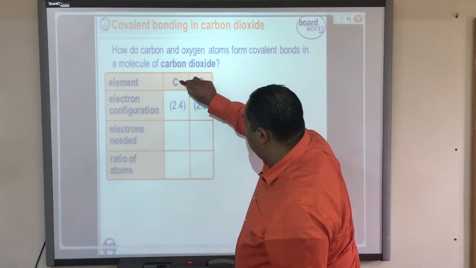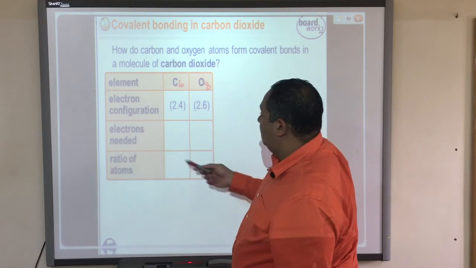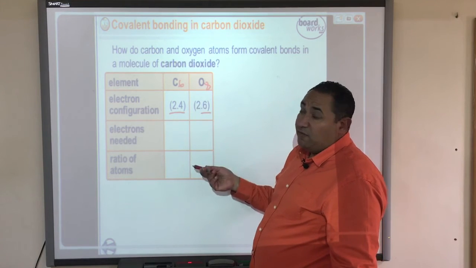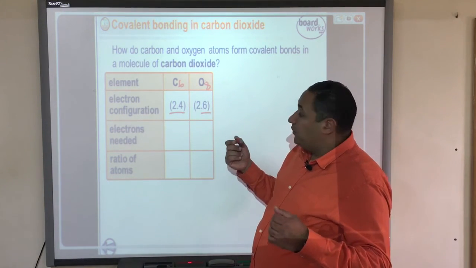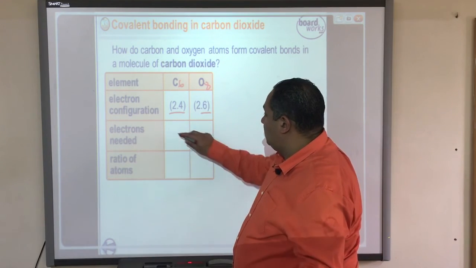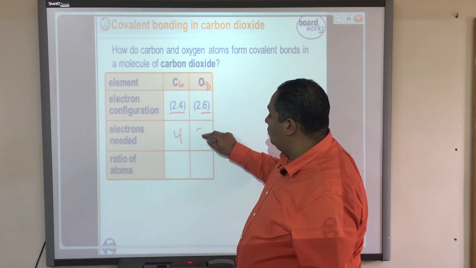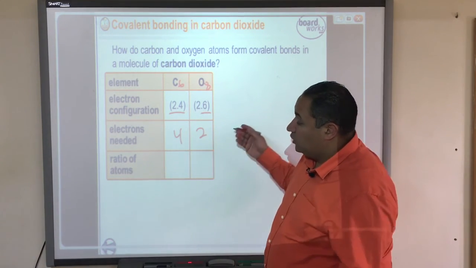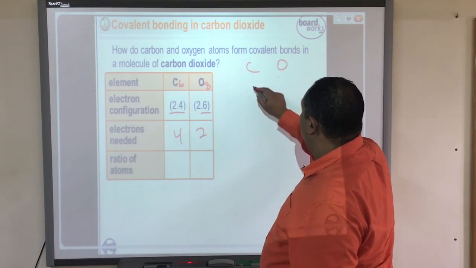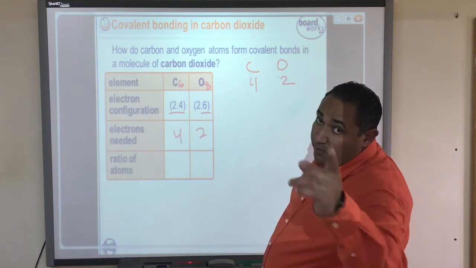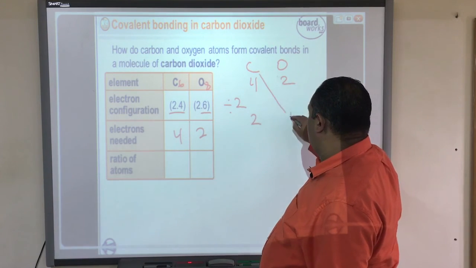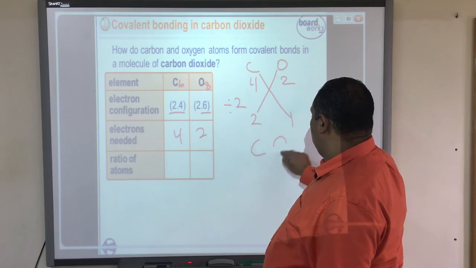Another example, carbon dioxide. Carbon is C6. Oxygen is 8. Electronic configuration 2, 4. For oxygen 2, 6. Now ask yourself, how many electrons does carbon need? Okay, very good. Now you want to reach 8, you need 4. Here, how many electrons do you need? 2, and so on. Very simple. So the ratio, okay, CO, this is 4, this is 2. Remember, simplify. So it is CO2.